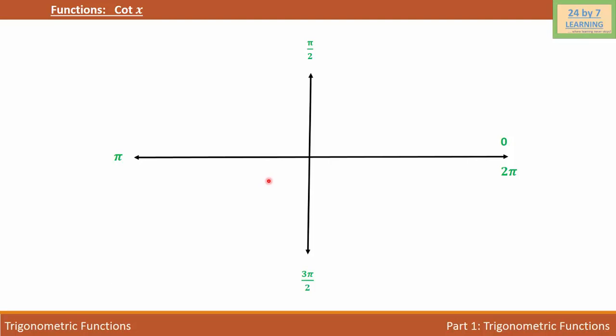And the periodicity of the cotangent function is pi, because the function repeats itself at an interval of pi. Now let's talk about some other properties of the cotangent function. So as you can see, this is my quadrant plane. This is my first quadrant, second quadrant, this is my third quadrant, and fourth quadrant.